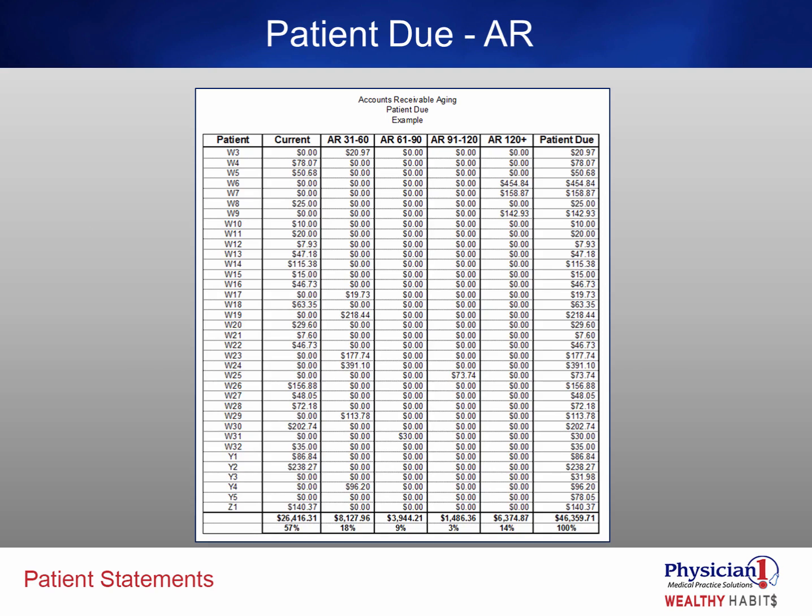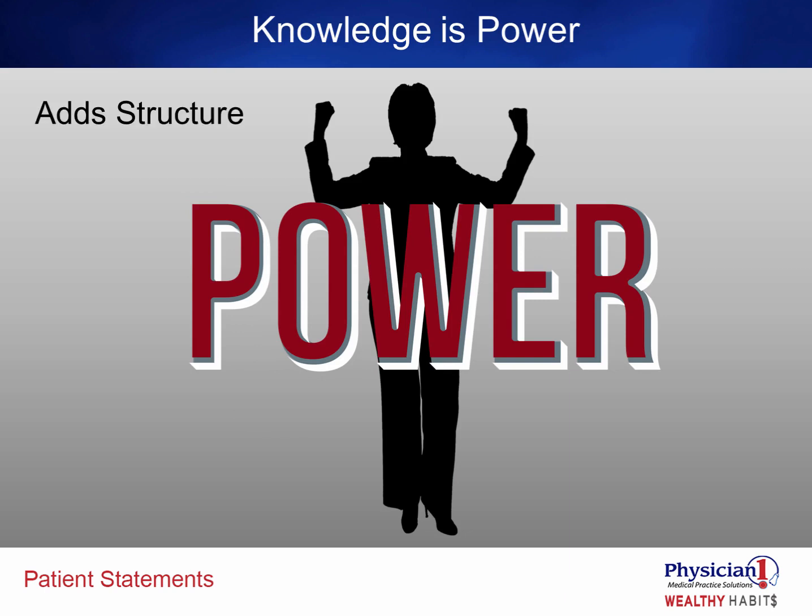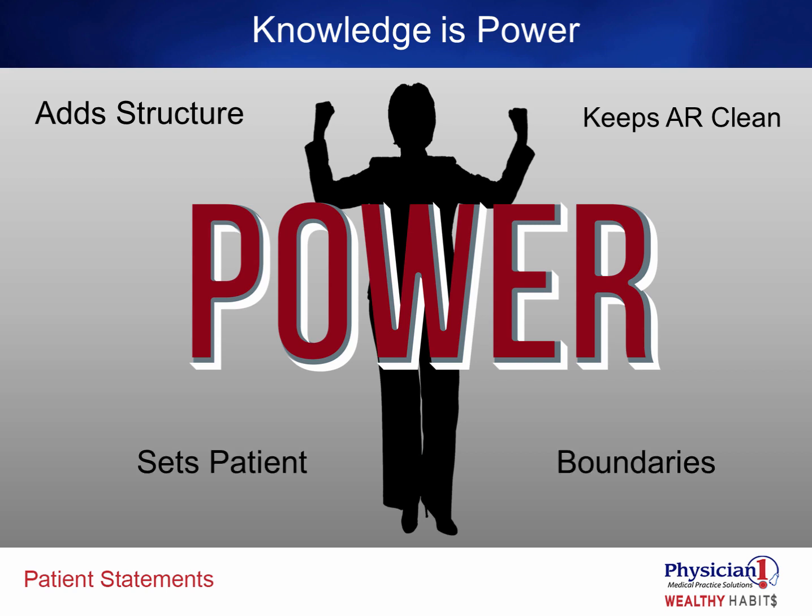Now, I want you to see how this affects the patient due accounts receivable report. By implementing the Wealthy Habits 60-day statement lifecycle procedure, you are automatically keeping these two columns cleaned up because we're dealing with unpaid balances in this column. Any accounts in these two columns should be making payments or have a reason as to why they are there, just like we talked about in the AR module. Look how powerful this is. You add structure to your staff, you keep your AR cleaned up, and you're setting boundaries with your patients.